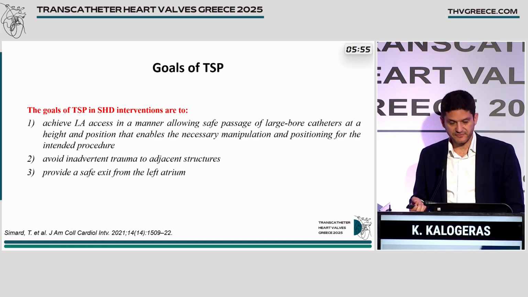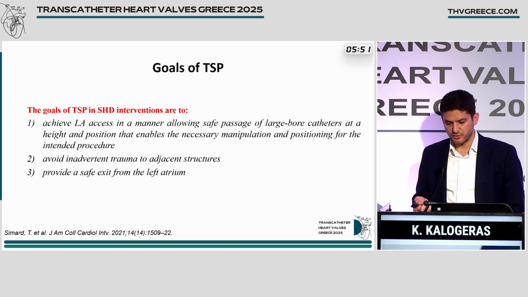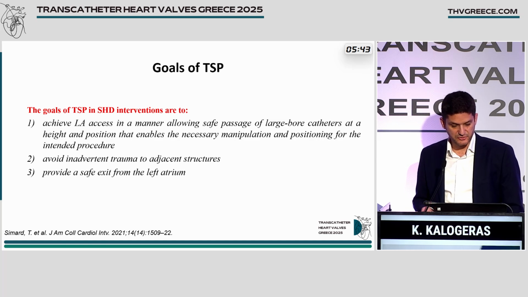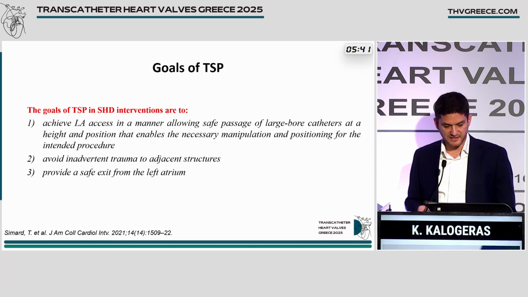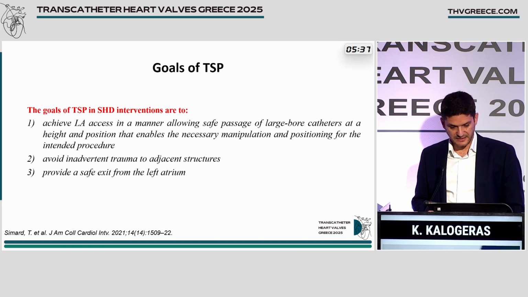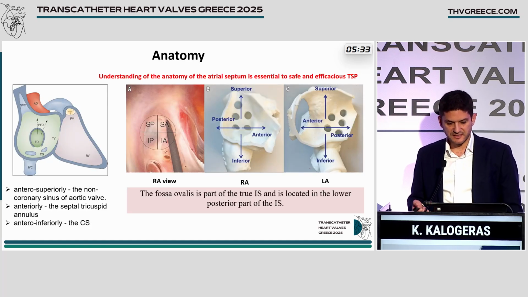Mainly, it is to achieve LA access in a safe manner, usually using large bore catheters, at a high-end position that enables the necessary manipulation and position for the intended procedure. Secondly, it is to avoid any trauma to the adjacent structures. And finally, to provide a safe exit from the left atrium. And the most basic thing is to understand the anatomy in order to conduct a safe procedure.